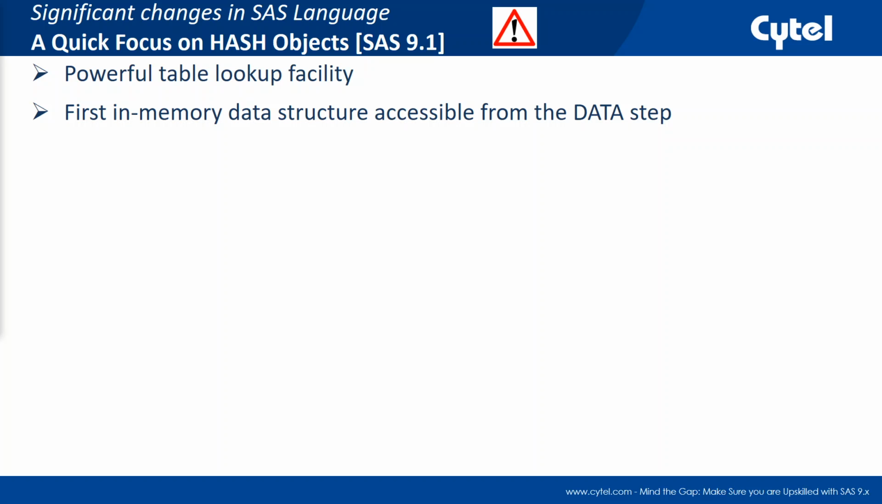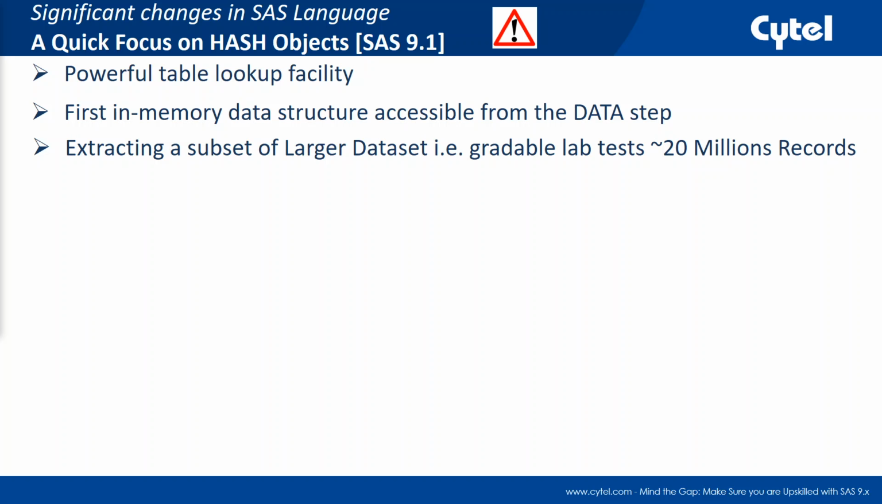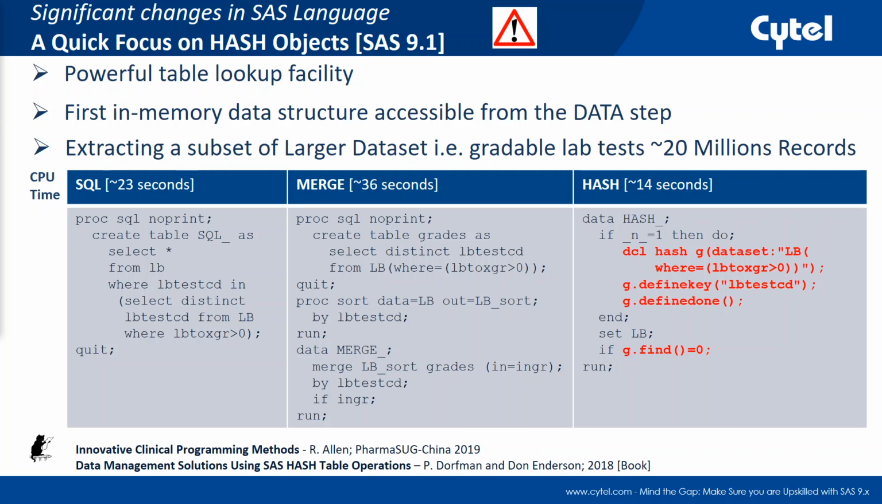Another good feature that may require a separate speech is the addition of the hash objects in SAS 9.1. And this represents a great feature for lookup facility, especially when you have to deal with a big dataset, as the hash objects represent the first in-memory data structure accessible from the data step. For example, here I did a test to compare the use of hash objects against two traditional alternatives in SAS to search and extract from a large dataset, like let's say 20 million records. From this simple test, you can see how much faster the hash objects are compared, for example, to traditional SQL or merge statement.